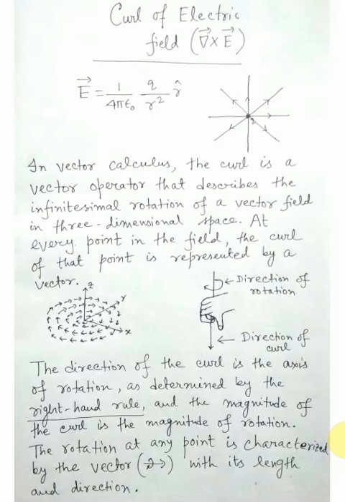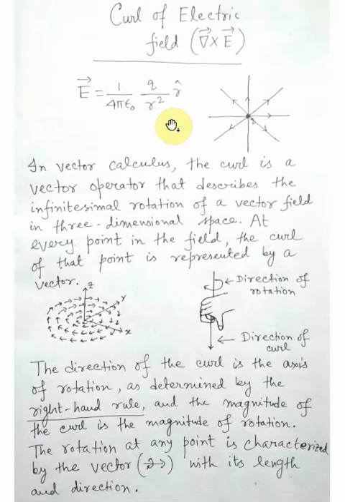You know that when a point charge is situated at the origin, the electric field lines come out radially, right? And this is the expression of the electric field. Now, today our motto is to find out the curl of this electric field and the physical meaning of this curl of electric field.